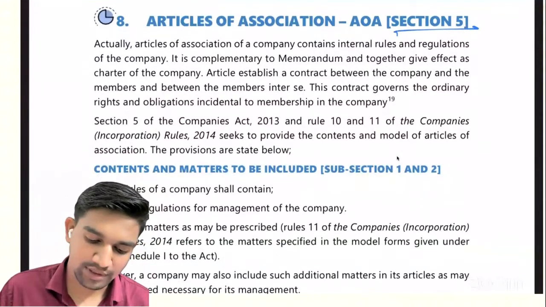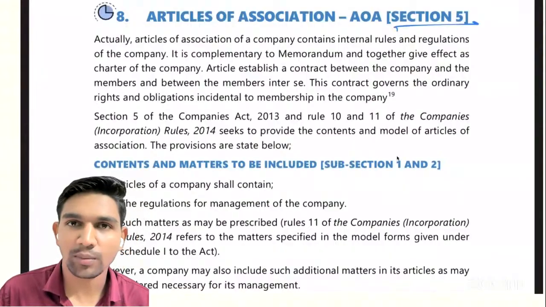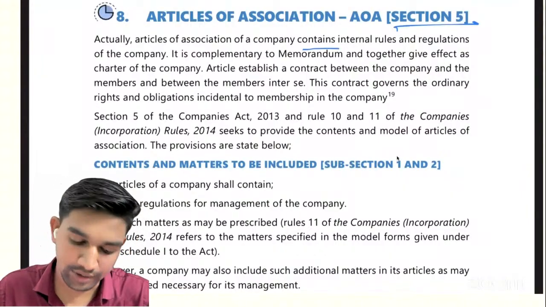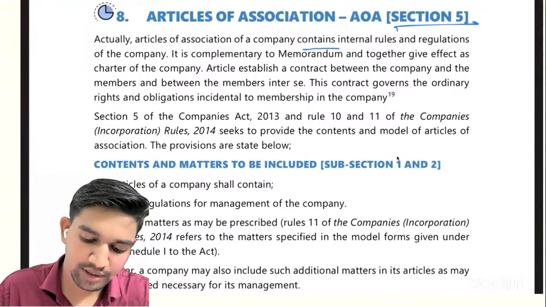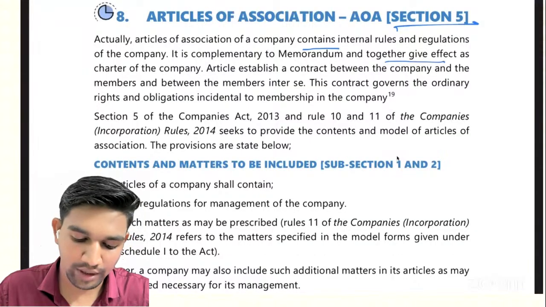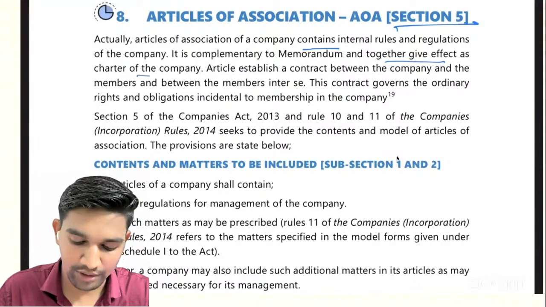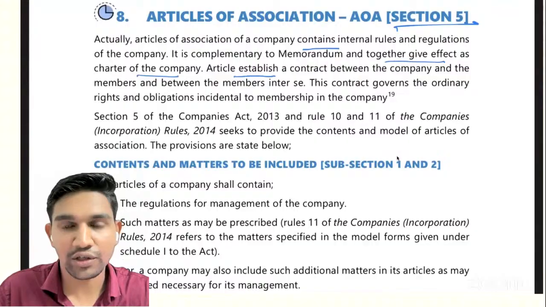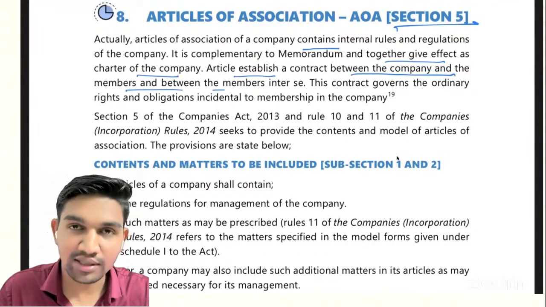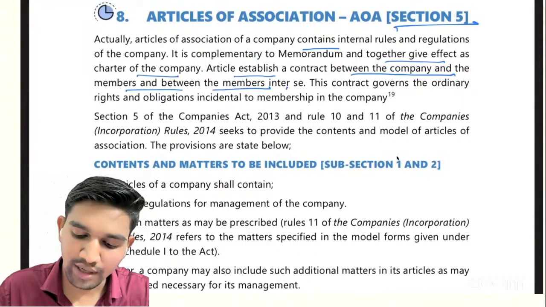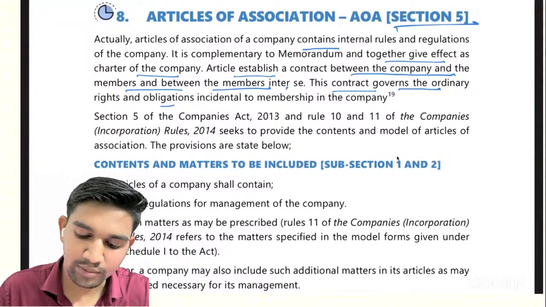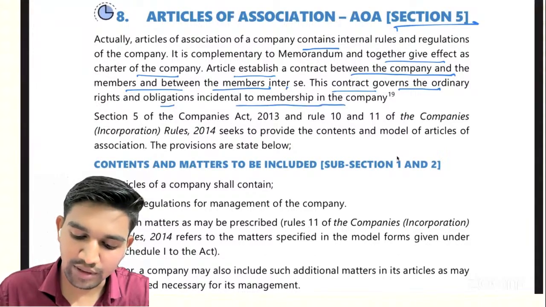The Articles of Association of a company contain the internal rules and regulations of the company. It is complementary to the MOA, and together they are depicted as the charter of the company. Articles establish a contract between the company and the members, and between the members themselves. This contract governs the ordinary rights and obligations incidental to membership in the company.